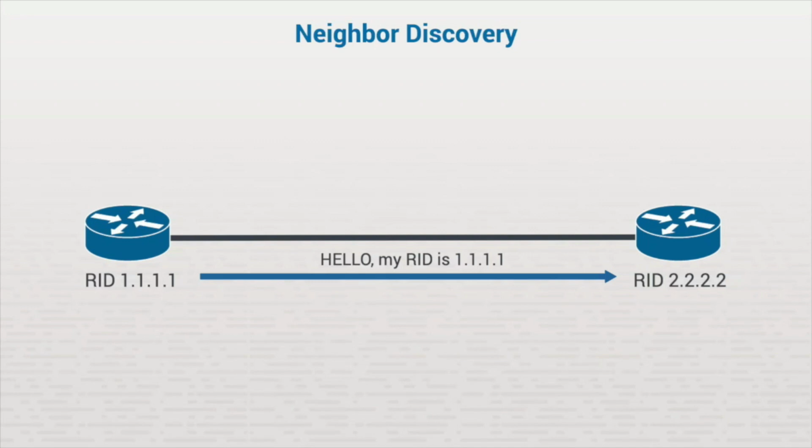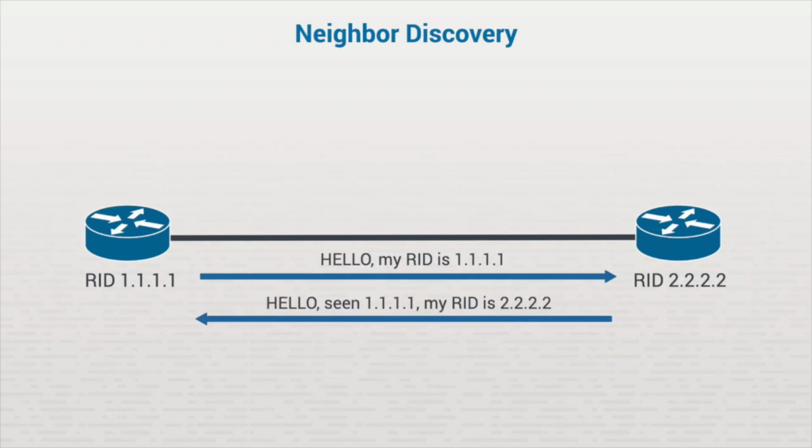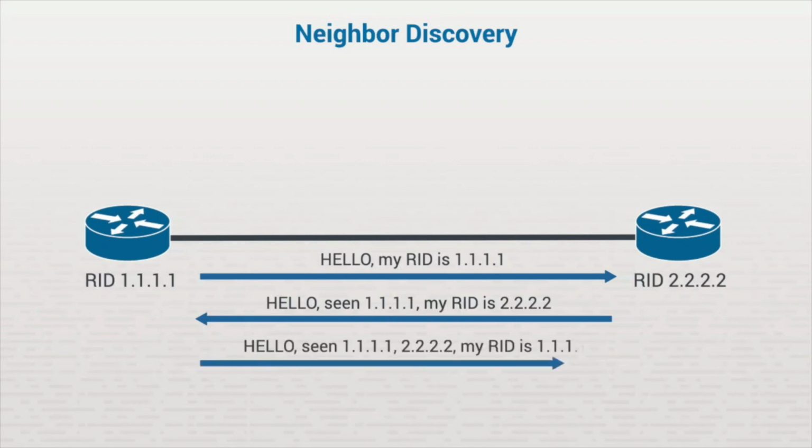If it matches its own OSPF configuration, it replies with its own hello packet saying, "I've seen 1.1.1.1, and my router ID is 2.2.2.2." This is called the init state. Next, router A replies saying, "I've seen 1.1.1.1 and 2.2.2.2." Once the two routers know about each other and establish matching OSPF configurations, they move into the two-way state. Now they start exchanging link state database information.